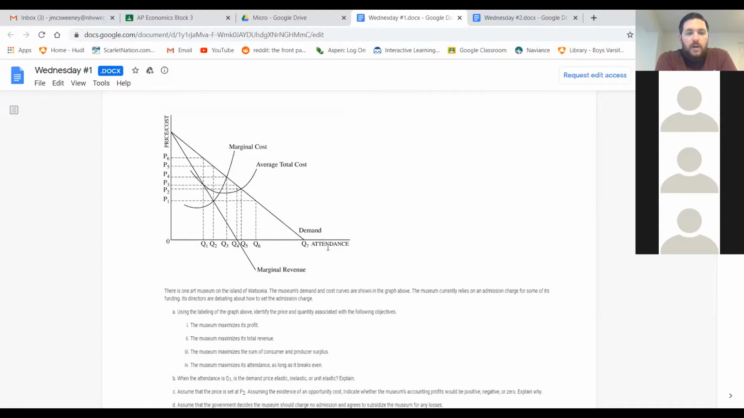Number 4, museum maximizes its attendance as long as it breaks even. Okay, so if we know we're breaking even in economics, that means a normal economic profit. Normal economic profit is where our total costs and our total revenue are equal, so economic profit is 0. So in this case, we want to find where our average total cost curve is equal to price. Okay, and at that point, we would have a normal profit. So that is going to be P2 and Q5.